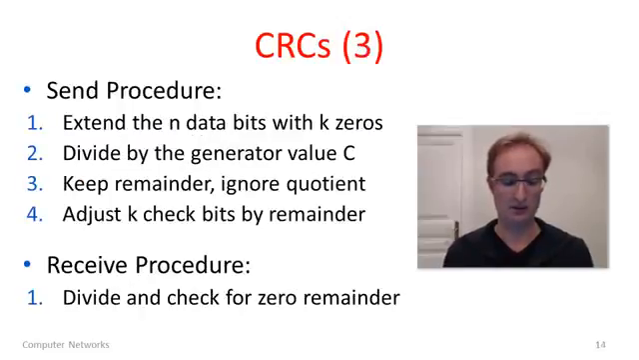So the send procedure for a CRC is as follows. You take the data bits, and really we're mimicking here what we did with our decimal digit example. You take the data bits, you extend them with k zeros, then you do a division by this generator value. Once you do that, you look at the remainder to see what it is. Keep that, ignore the quotient from the division. And using this remainder, you adjust the check digits by the remainder so that they will be evenly divisible.